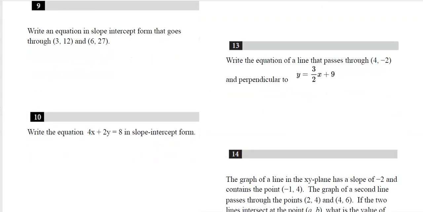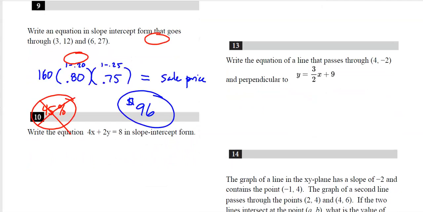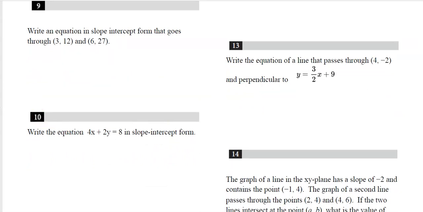All right, number 9 says write an equation in slope-intercept form. So we know that's y equals mx plus b. And I've got to go through those 2 points. Well, graphing's not going to be very smart here because it goes way up to 27, plus it takes longer. So whenever I want to graph a line, I've got to do the slope and I've got to do the point. So let's do the slope first.